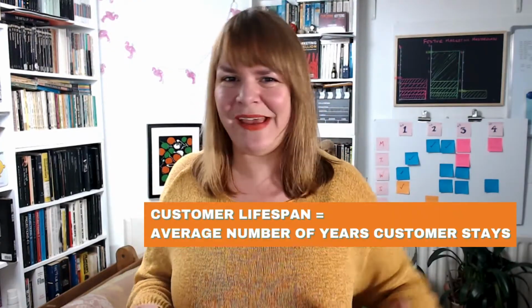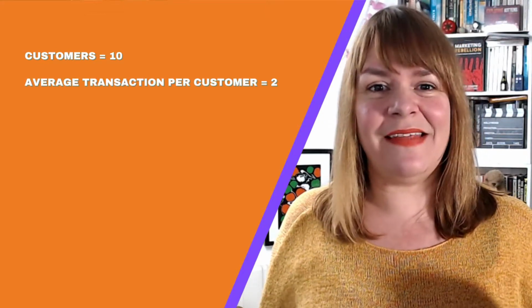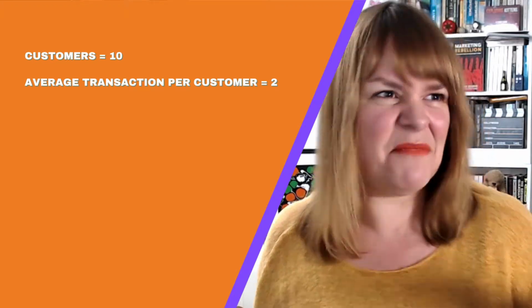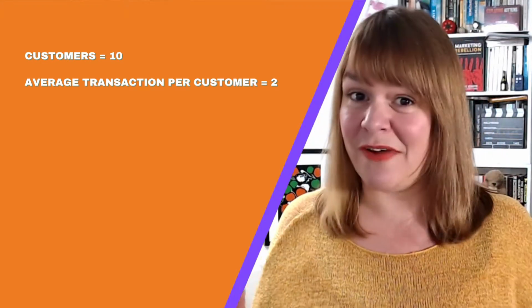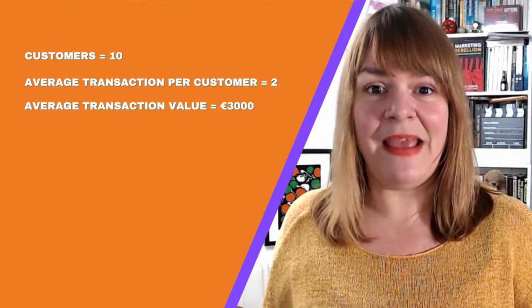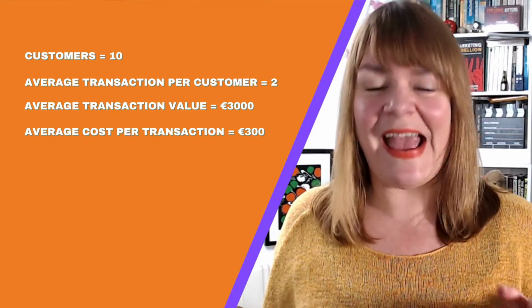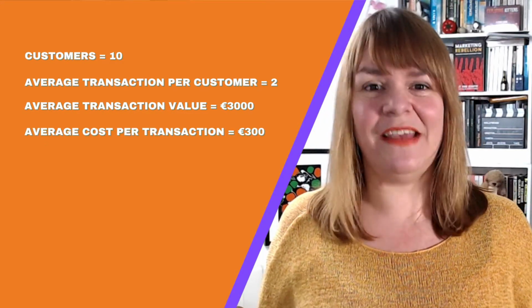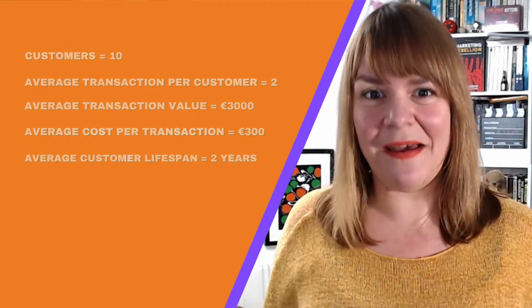And finally, how long does your customer stay with you? Is it a year? Is it 2 years? Is it longer? For the purposes of this calculation, let's assign some values. So maybe 10 customers in a year, and the average number of transactions per customer is 2. And the average value of each transaction, because we're a services business, is €3,000. And the cost per transaction is €300. And the average lifetime of a customer is 2 years. Let's plug that into our formula.